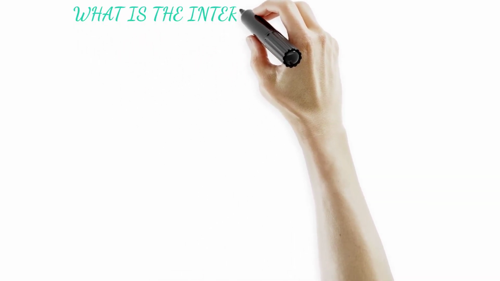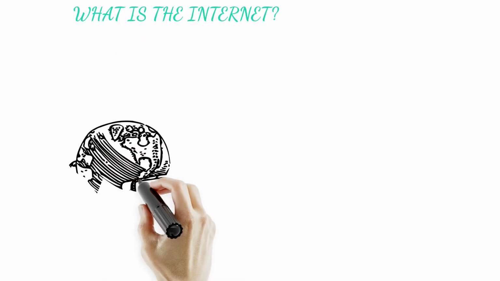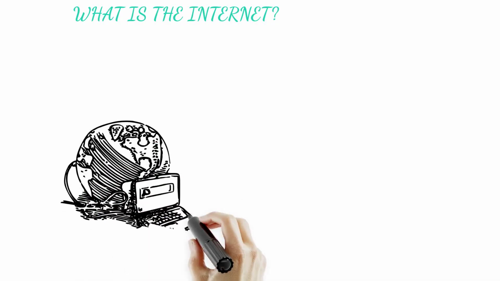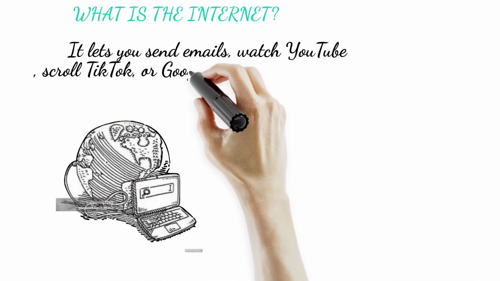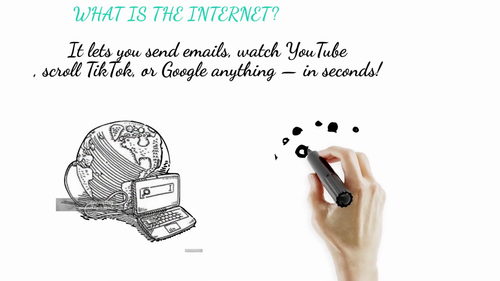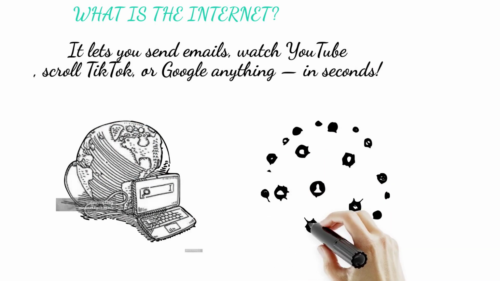What is the internet? The internet is like a giant spider web that connects computers all over the world. It lets you send emails, watch YouTube, scroll TikTok, or Google anything in seconds. It's a global network of computers talking to each other.